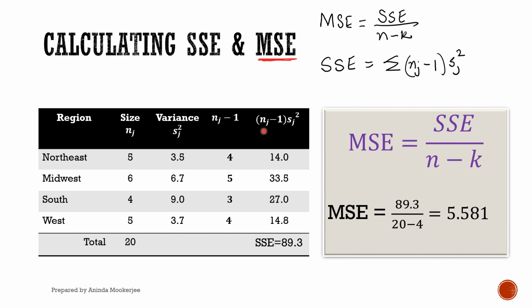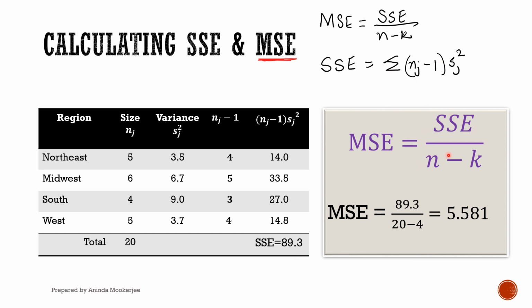And once you find the values in the fourth column, you just multiply them with the variances and then you sum them up. So 4 times 3.5 is 14. 5 times 6.7 is 33.5. 3 times 9, 27. So that's how we come up with the values, and then you sum them up and you get your value for SSE, which is 89.3. All right, so that's SSE.